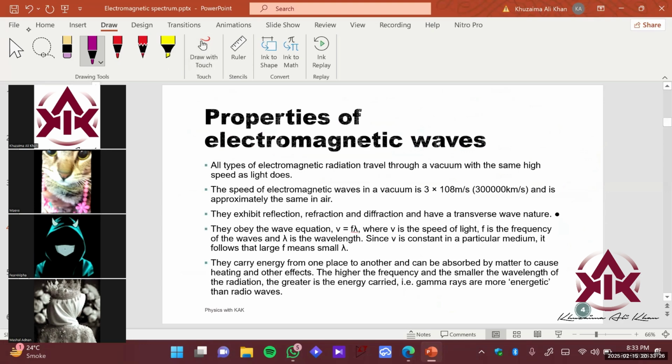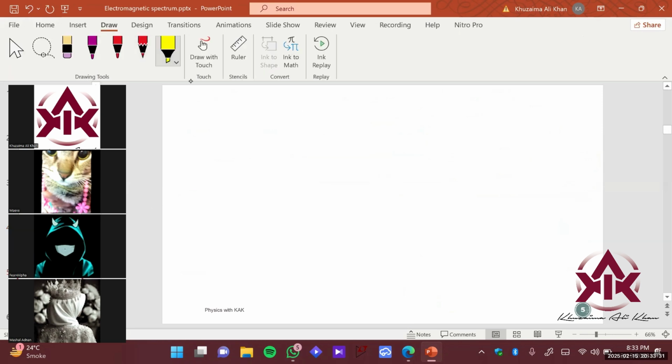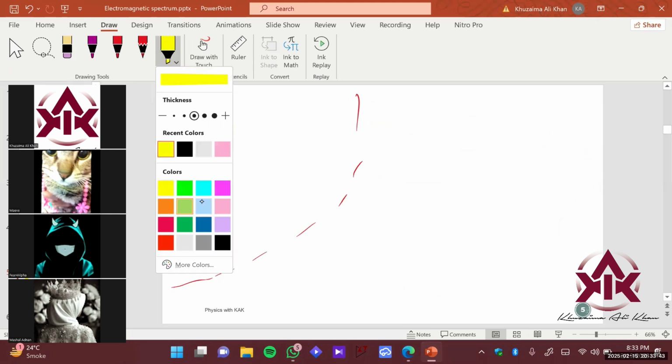Okay, so let me just introduce to you from an example. Let's say we have the sun here, right? We have the sun, and let's say after a certain orbit, we have Mother Earth here, right? Let me choose a blue highlighter.